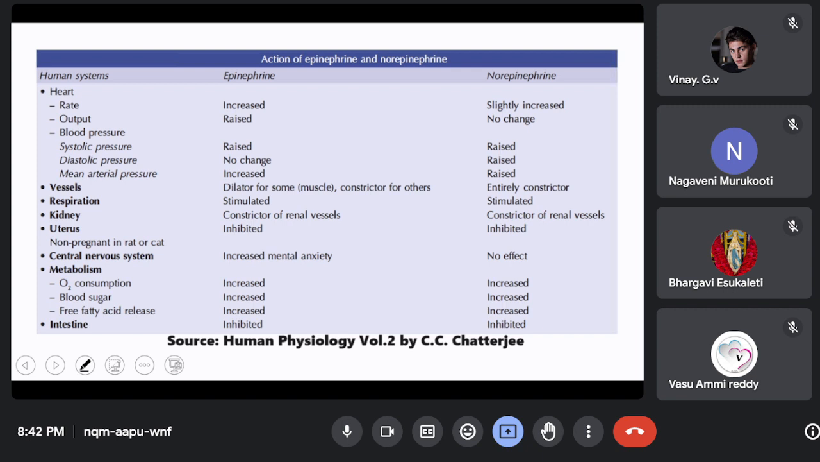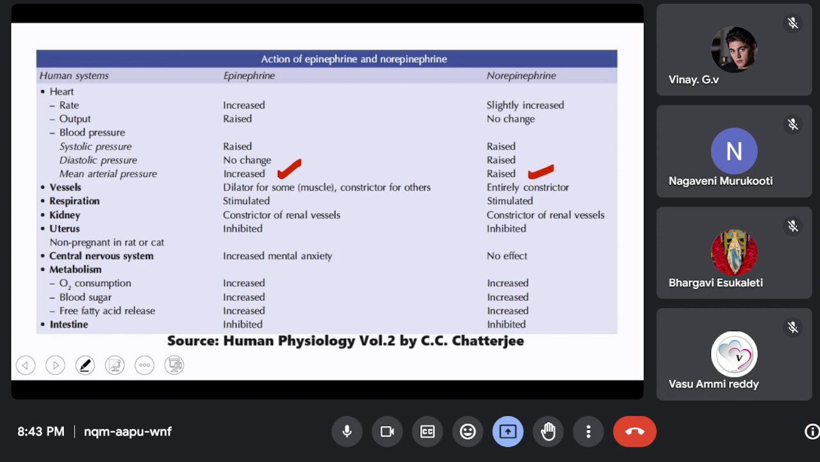And coming to the cardiac output, epinephrine increases cardiac output. Norepinephrine does not have any change. With respect to systolic blood pressure, both are involved in increasing it. And diastolic pressure, epinephrine almost decreases it or has no change, whereas norepinephrine increases it. And finally, the mean arterial pressure in both cases is increased.